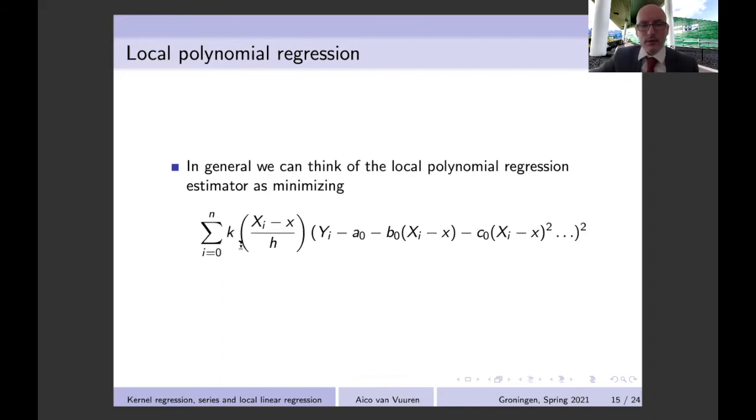Then what we're going to do is minimize this criterion function that we have over here, where we again have A0 and B0. But in addition to that, we are going to have here C0 for the quadratic term. But of course, we can additionally add a quartic or a cubic term here as well. That makes, of course, the prediction function much more flexible because then we are going to allow for higher order terms that we have over here.